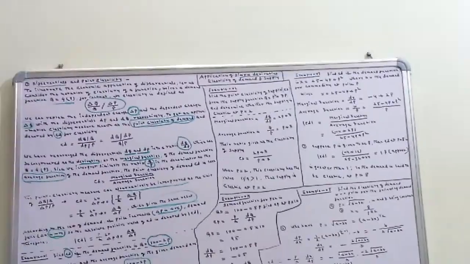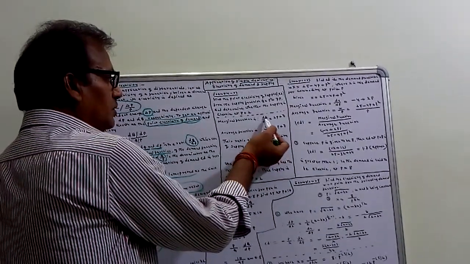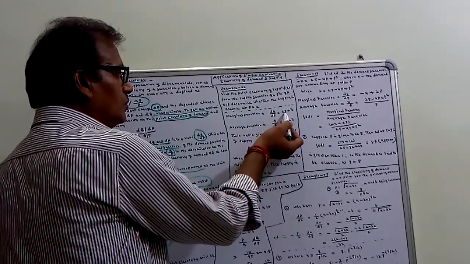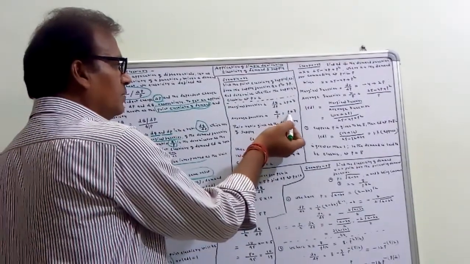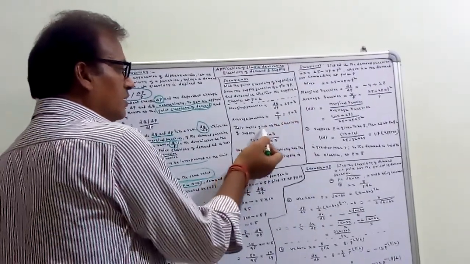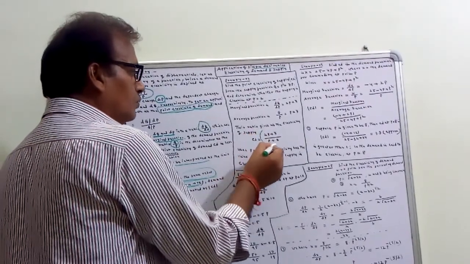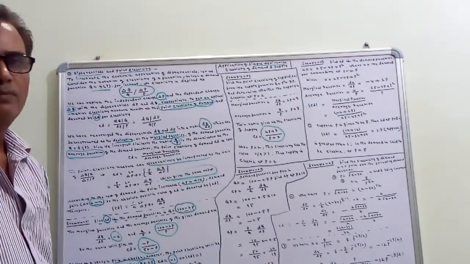Similarly, we can find here marginal function, differentiation of Q with respect to P equal to 2P plus 7. Average function is Q by P, P plus 7. Their ratio gives the elasticity of supply, ES equal to 2P plus 7 divided by P plus 7.